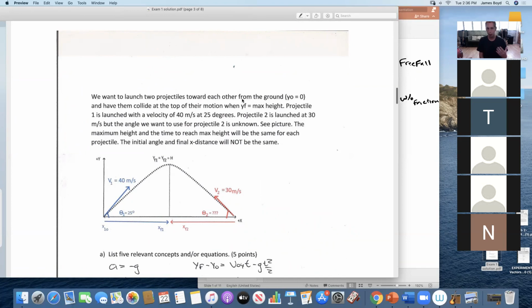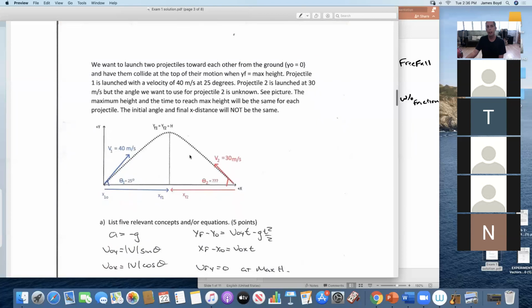So in this problem, what you can see here is we're launching two projectiles and having them collide at their maximum height. So they'll have the same maximum height, but they're going to have different angles and different initial velocities and different distances to that point of max height. So basically we have two projectile motion problems that have the same maximum height. And so what we're going to do in this problem is find out some information from it.